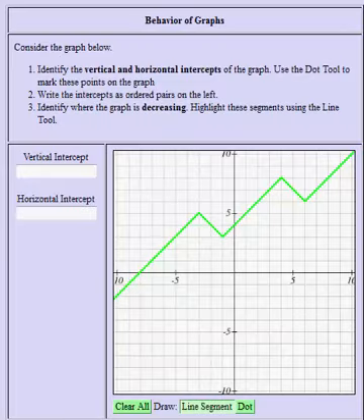In this question, we're given a graph and we are to identify the vertical and horizontal intercepts of the graph. And then we are to use the dot tool to mark these points on the graph. So for example, the vertical intercept is the point where the graph crosses the vertical axis, usually called the y-axis. That would be this point here.